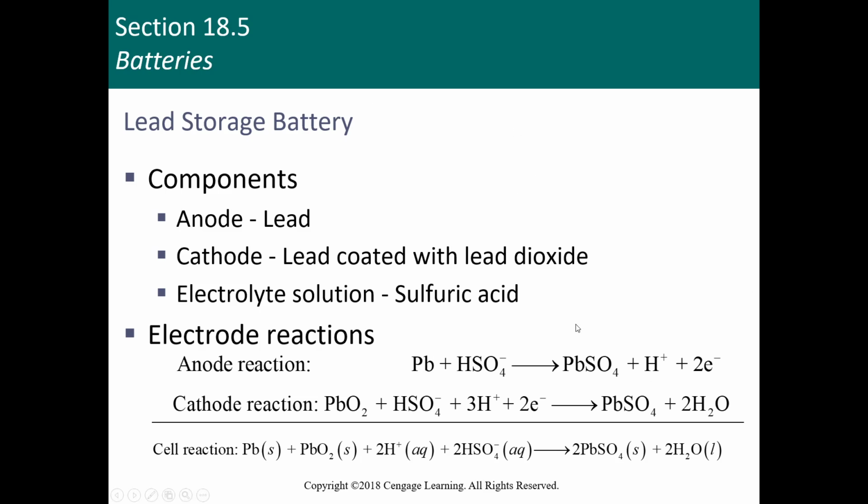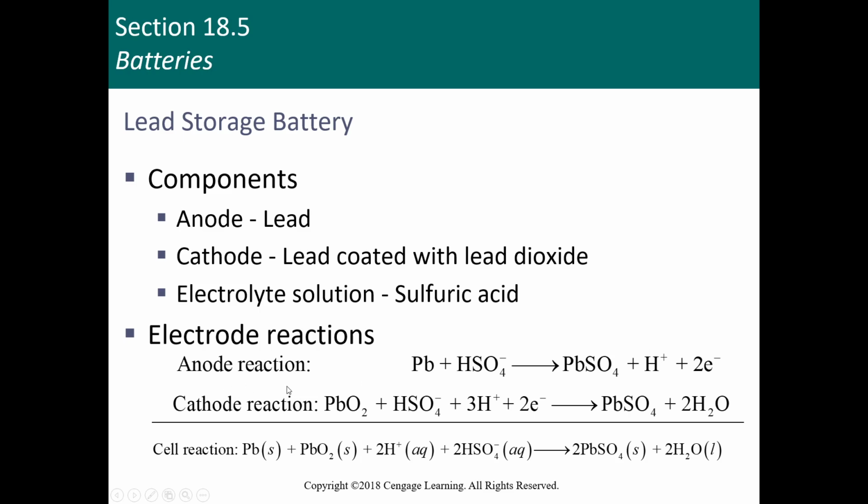The electrode reactions will be this right here. So here's your anode, which is your lead right here, going to the lead sulfate. That's why you have that sulfuric acid, by the way. And giving off an H+, which again, notice these are both things that are from the sulfuric acid.